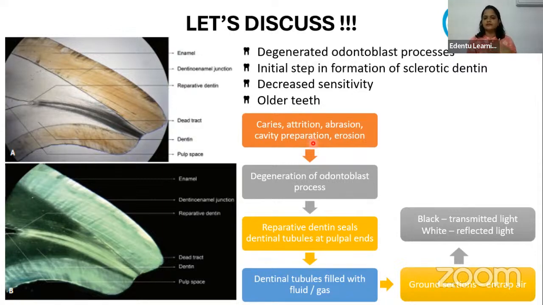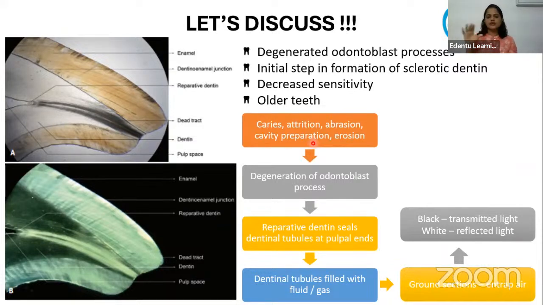The pulp will become cautious, and what the pulp does is seal the dentinal tubules just above the pulpal region by producing reparative dentine. The pulp cells start producing reparative dentine, and this acts as a seal for the area just above the pulpal region, so that whatever is causing the degeneration of the odontoblastic processes will not reach here. That is a protective mechanism of the pulp.